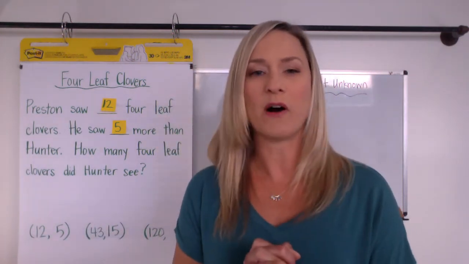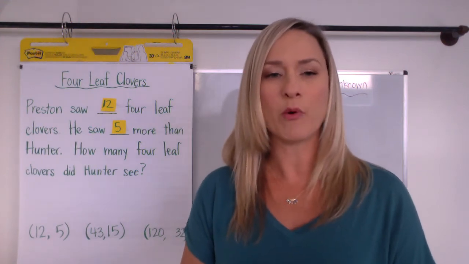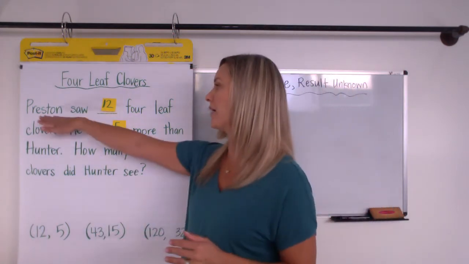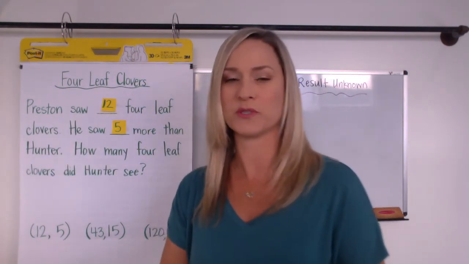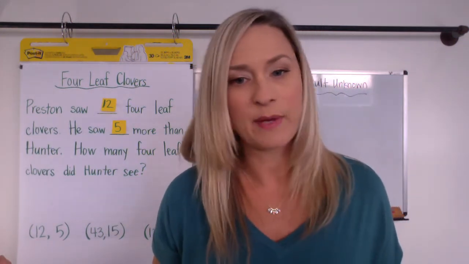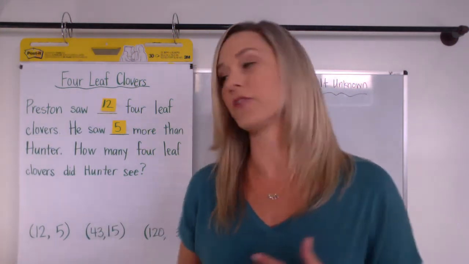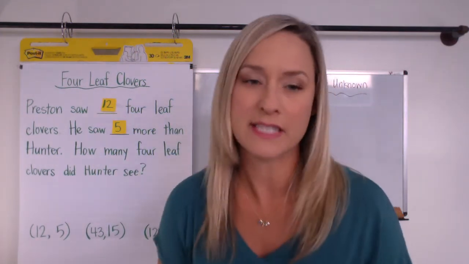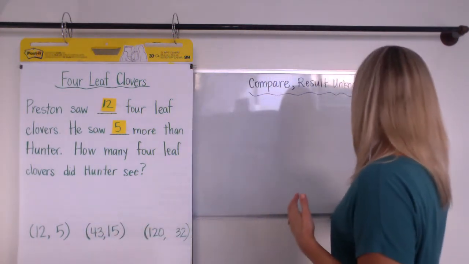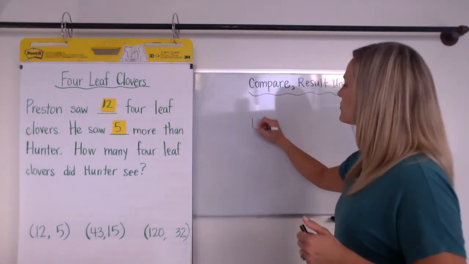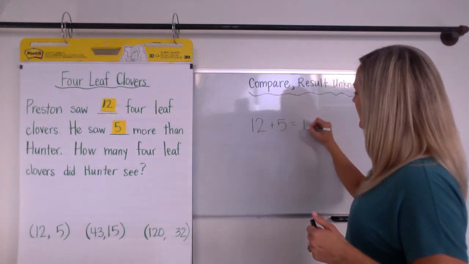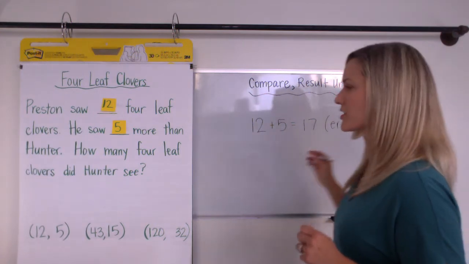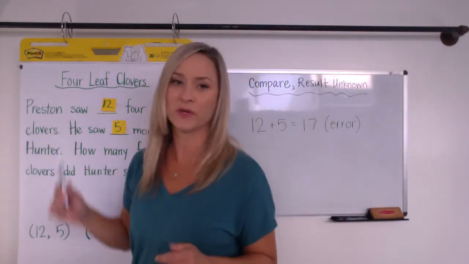We've got Preston saw 12 four-leaf clovers. He saw 5 more than Hunter. How many four-leaf clovers did Hunter see? Okay, so we're going to be comparing Preston and Hunter's totals. A common error that we're going to expect to hear and see is 12 plus 5. So they're going to go, all right, how many four-leaf clovers did Hunter see? 12 plus 5 makes 17. That is an expected error. So you will probably see that. So 12 plus 5 makes 17. That's true, but this is an error for the story because Hunter actually sees fewer than Preston.